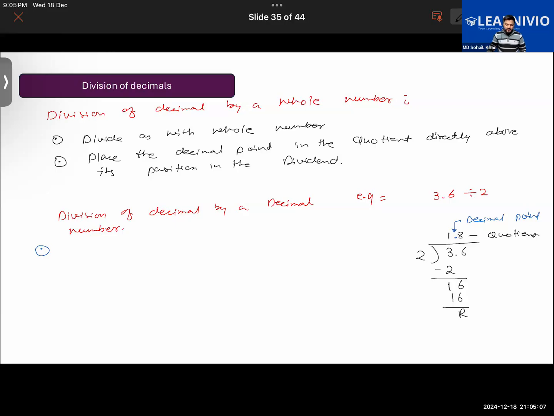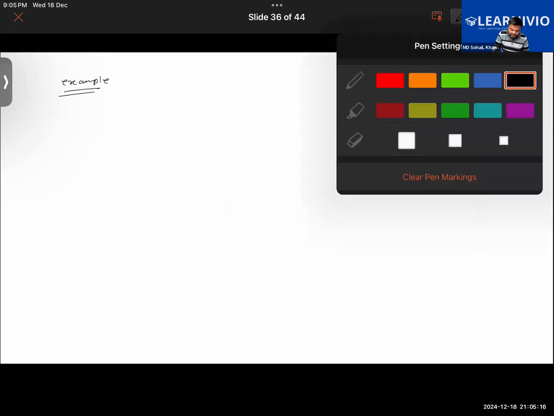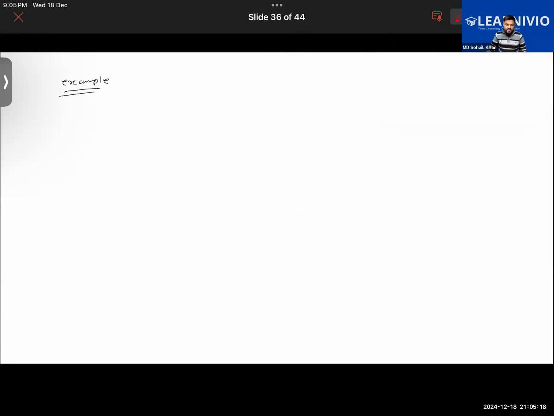Good. Let us take some examples first. As of now, you don't have to write anything. You will be writing the statement first, which I'm going to dictate in a minute. Consider that you have two decimal numbers. Suppose you are required to divide 4.2 by 0.7.